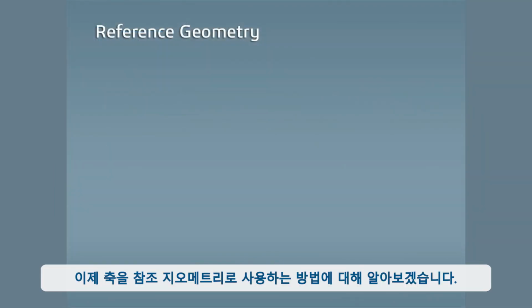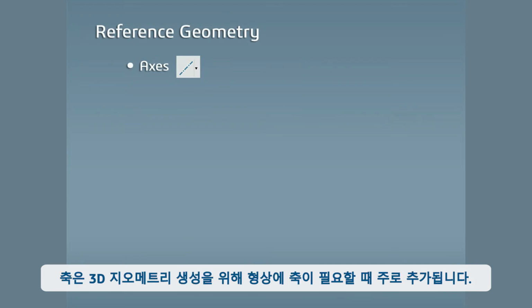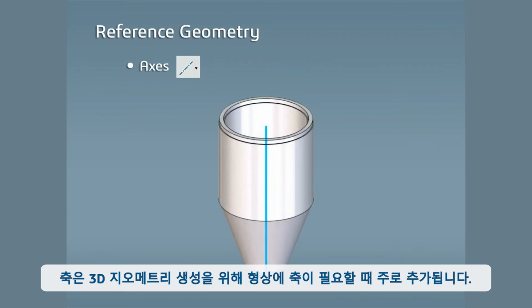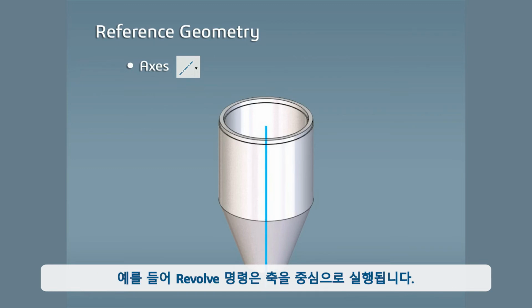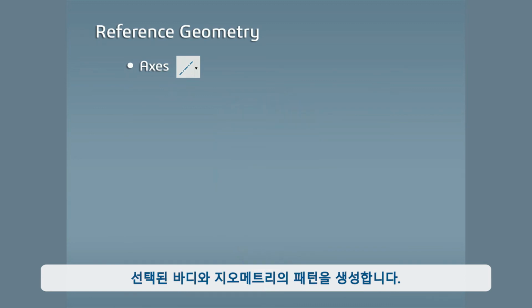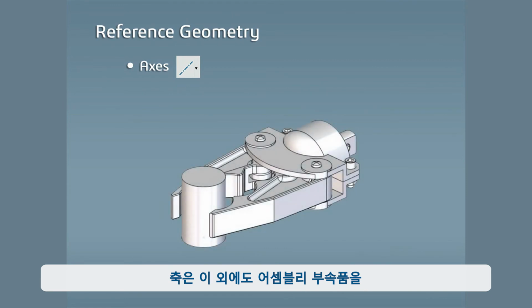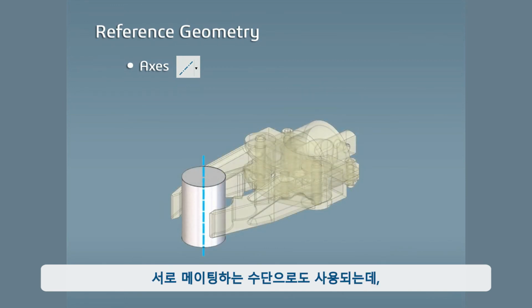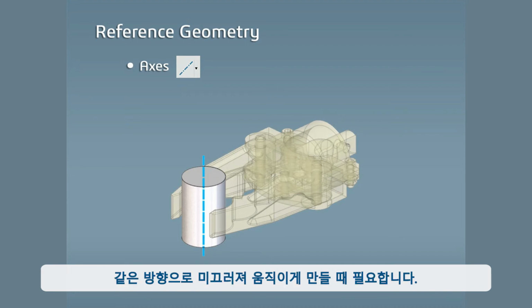Now I want to discuss using axes as reference geometry. Axes are often added when features require an axis to create 3D geometry. For example, the revolve command is centered on an axis. The circular pattern command patterns selected bodies and geometry around an axis as well. You can even use an axis as a way to mate components together in an assembly, especially when trying to make cylindrical shapes concentric and be able to slide in the same direction.